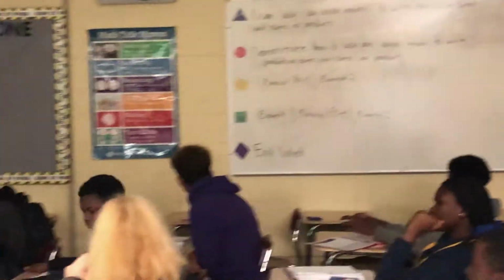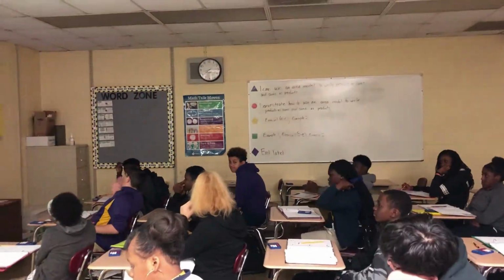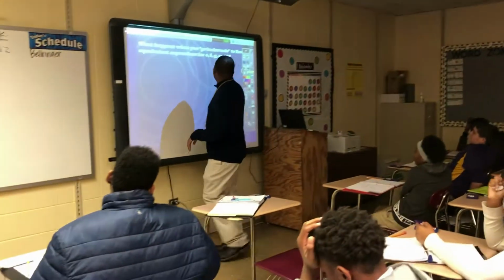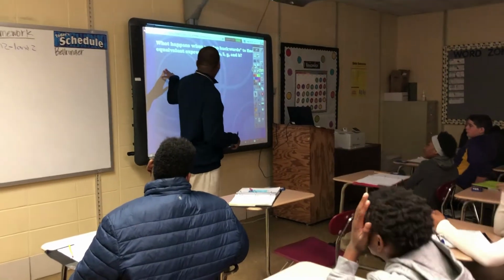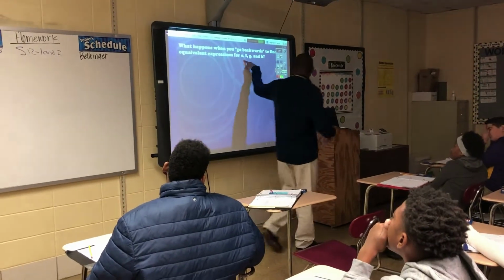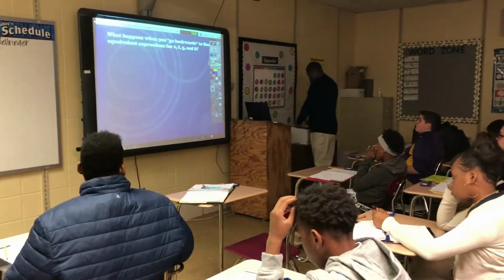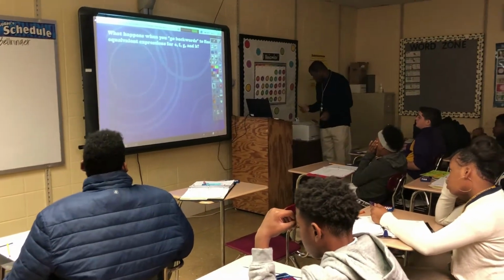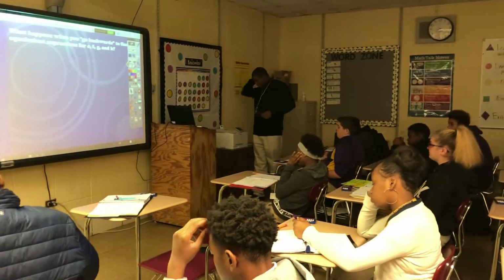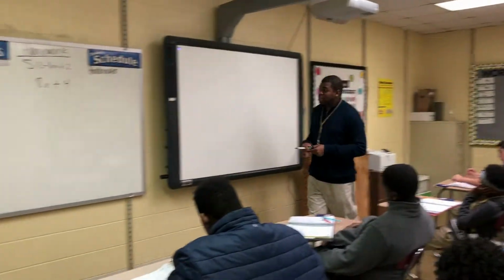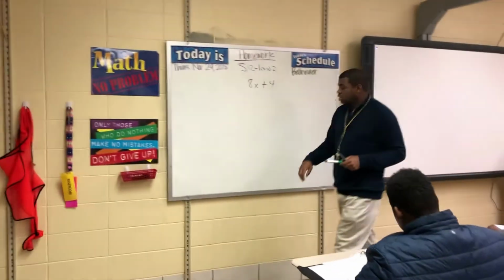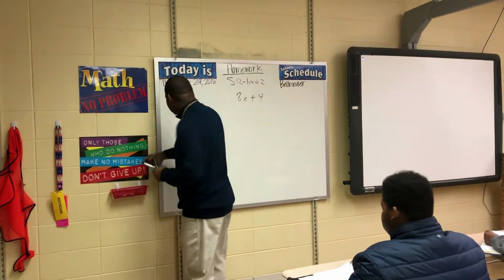So, coming back to the board, what happens when you go backwards to find an equivalent expression, like what happened when you did it for E, F, G, and H? What do y'all think happened? 72t plus 8.